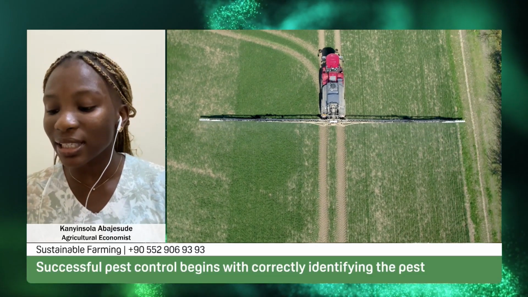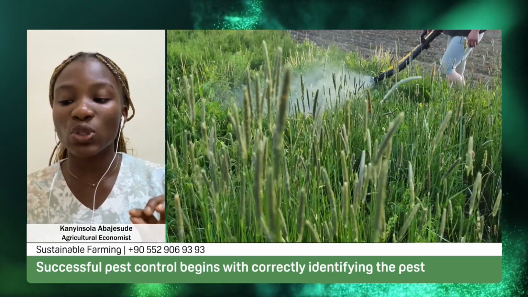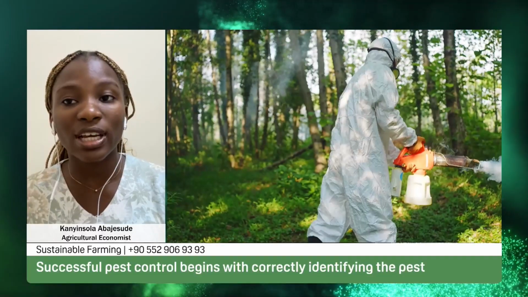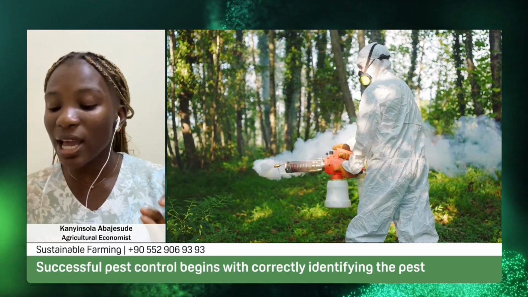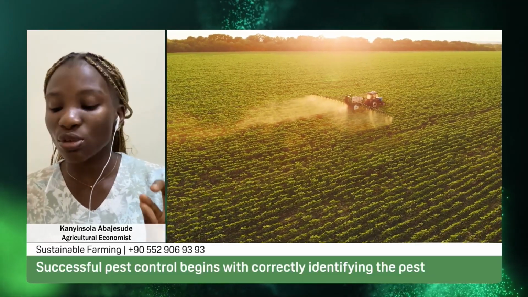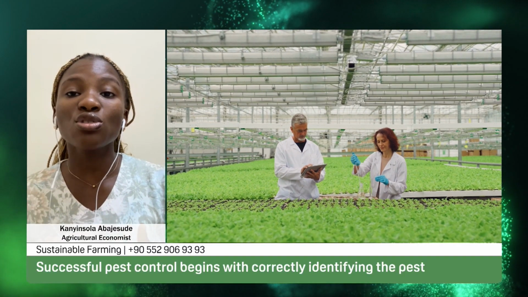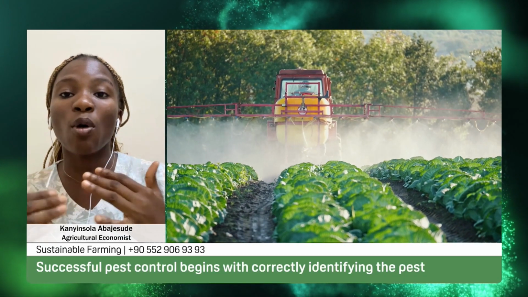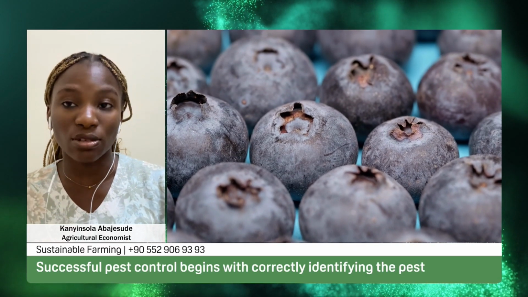But the most important tip I'm going to leave in this section is, don't spray blindly. You have to know what you are spraying for. You have to know the attacker. Another pro tip is to use yellow sticky traps or light traps in your field to monitor insect populations early. It is very important. When you use light traps or yellow traps, it's going to help you see how the insect pest population is increasing.